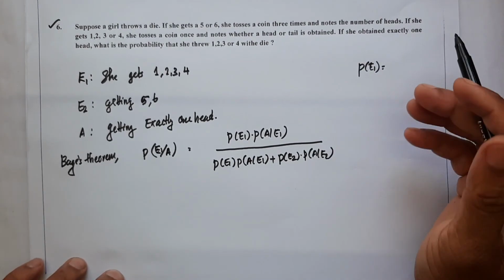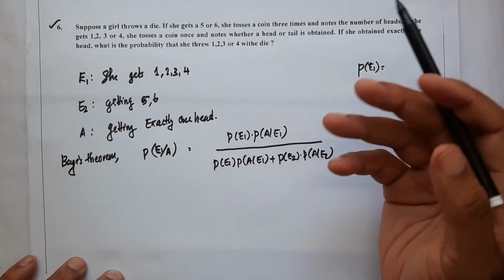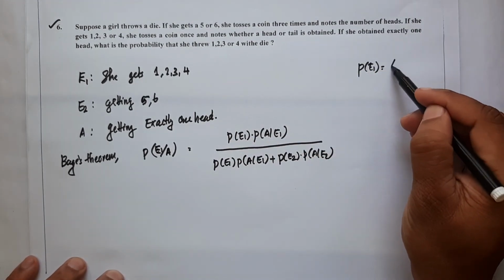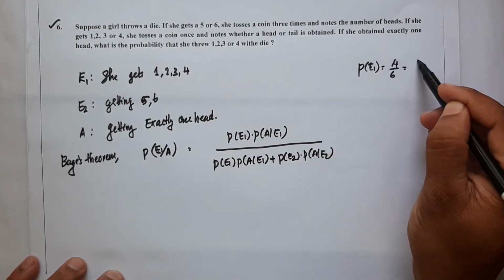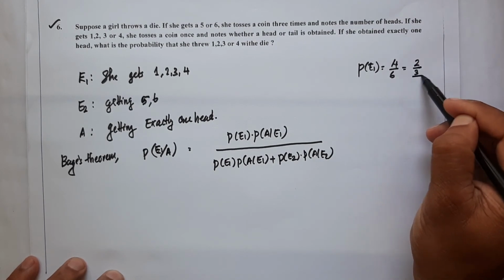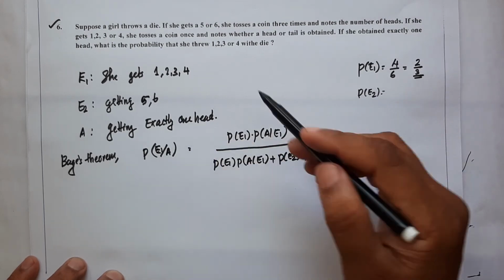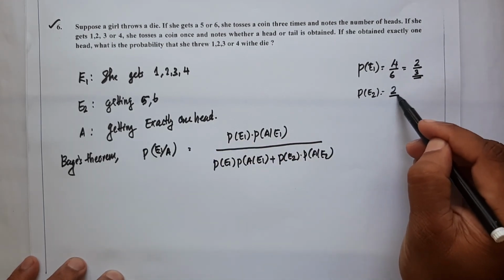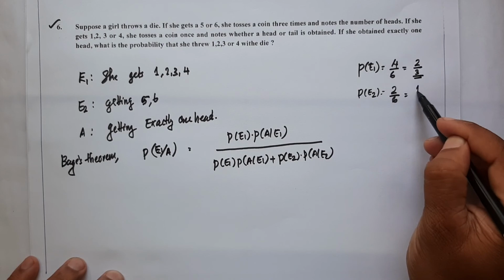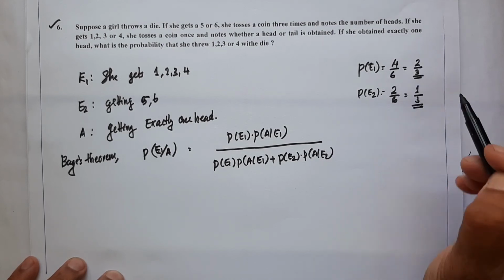What is P of E1? That is getting 1, 2, 3, 4. When a die is thrown, the probability of getting 1, 2, 3, 4 is 4 divided by total, that is 2 divided by 3. P of E2. What is P of E2? That is the probability of getting 5 or 6, that is 2 divided by 6, which is equal to 1 divided by 3.